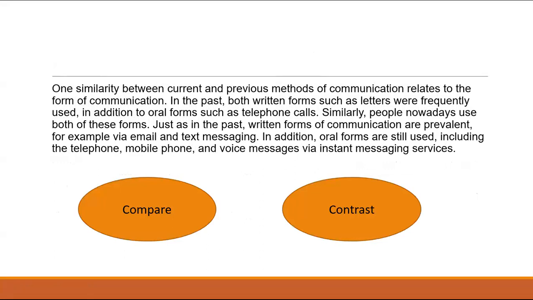One similarity between current and previous methods of communication relates to the form of communication. In the past, both written forms such as letters were frequently used in addition to oral forms such as telephone calls. Similarly, people nowadays use both of these forms just as in the past. Written forms of communication are prevalent, for example, via email and text messaging. In addition, other forms are still used, including the telephone, mobile phone, voice messages, and instant messaging services. What do you think? Is it a compare paragraph or a contrast paragraph?